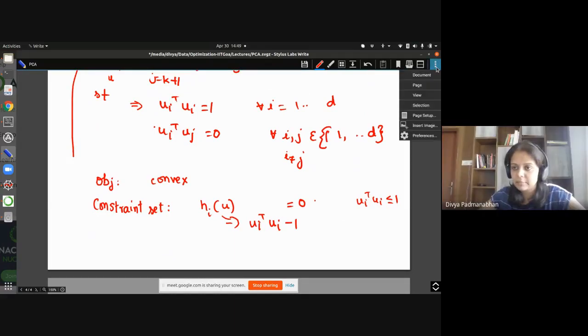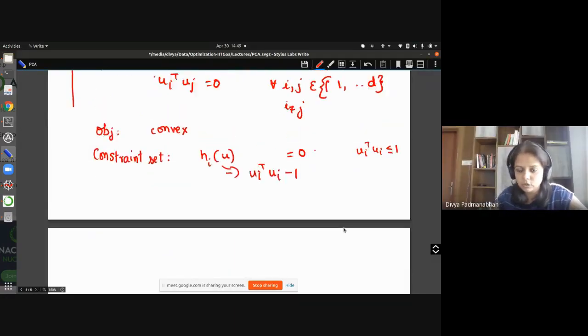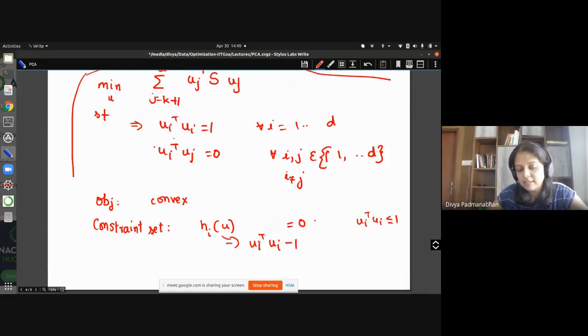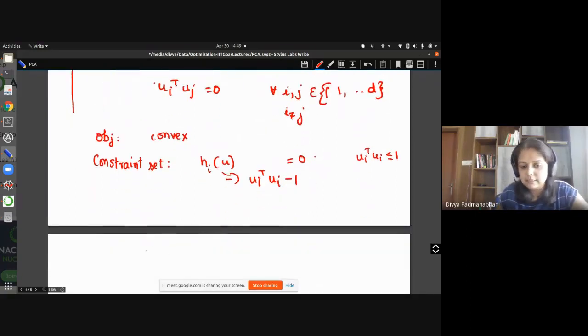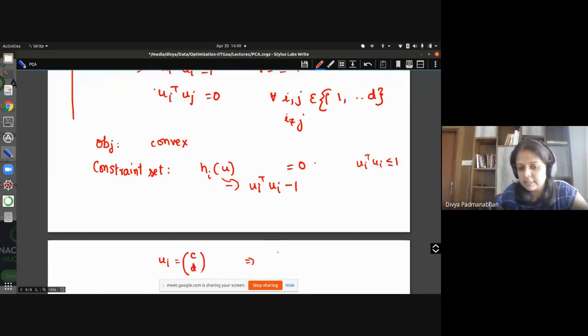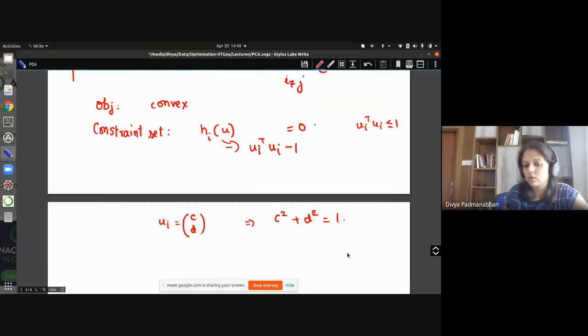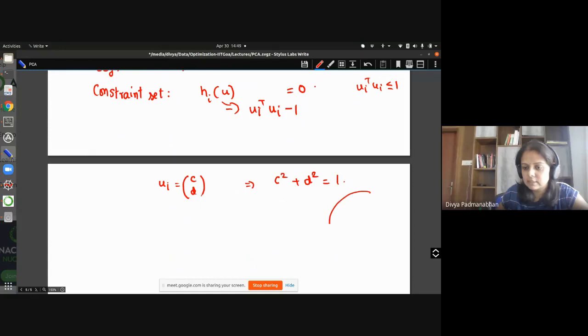Yes, exactly. Let me just draw that. So this equivalent constraint, ui transpose ui. Let's just take ui in 2 dimensions. Let's say ui is some (c, d). So what this constraint is telling you is c square plus d square is equal to 1. That would mean it's exactly a circle.